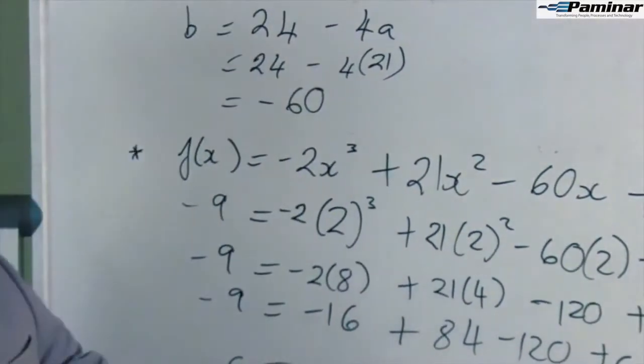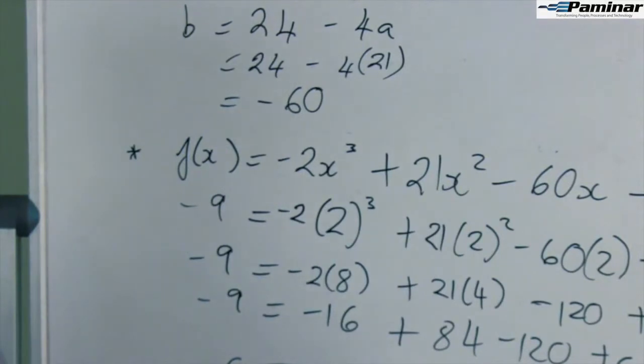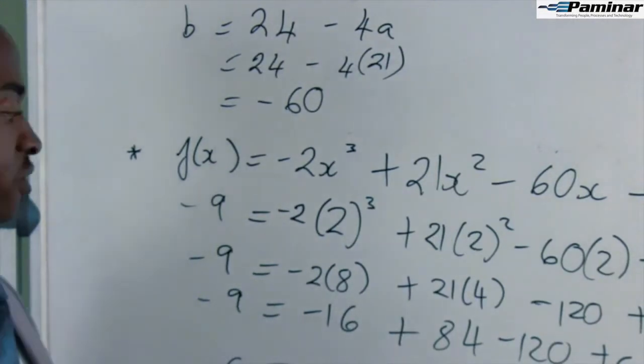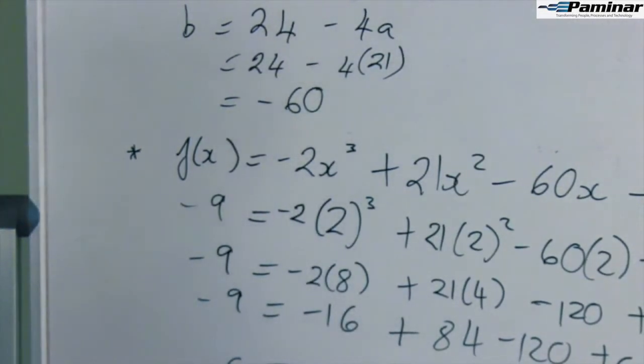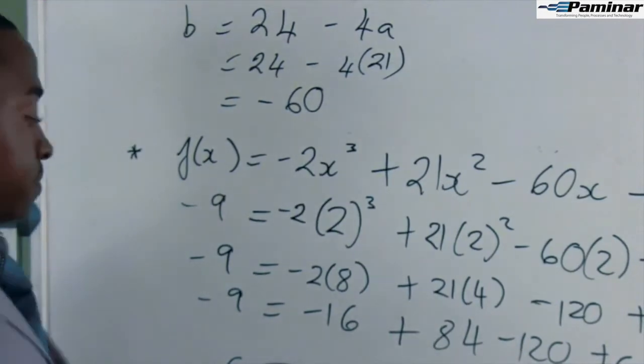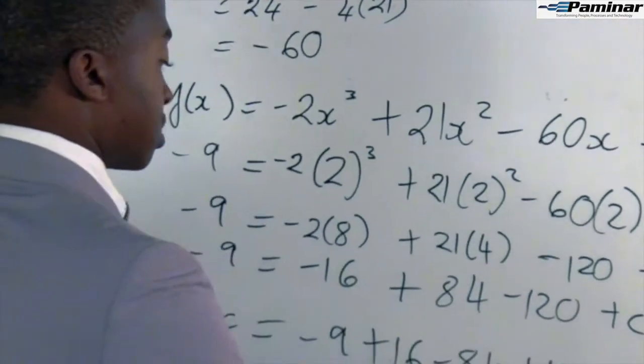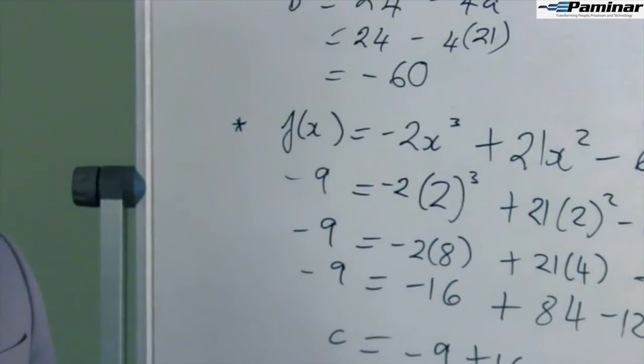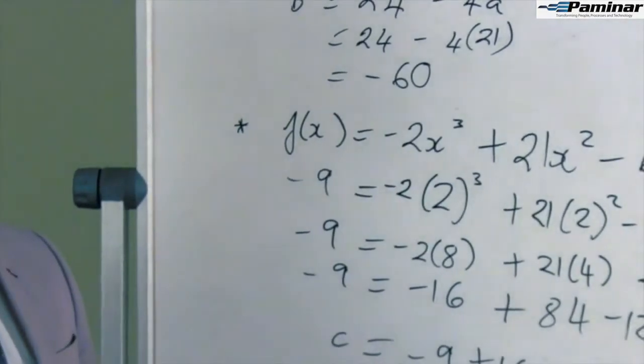If you check this in your calculator for me, what does that give you? Minus 9 plus 16 minus 84 plus 120 gives 43. So that confirms all three values that we're trying to get: a, b, and c.